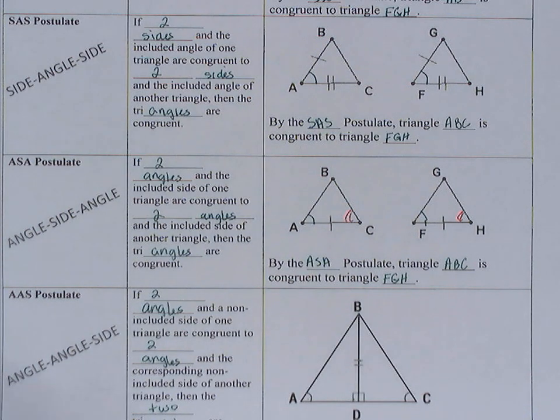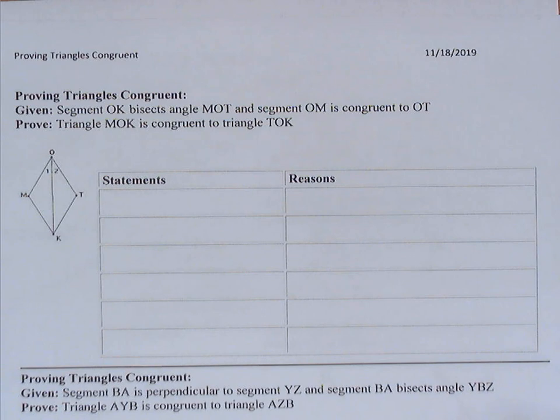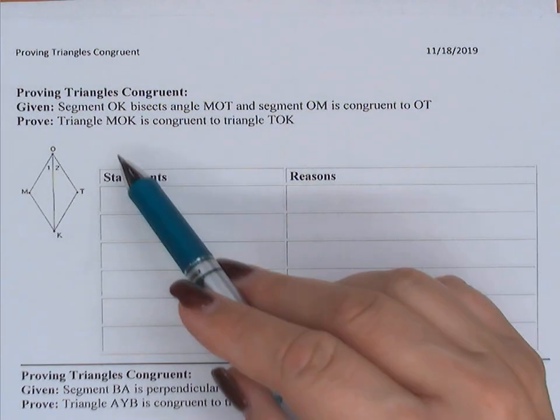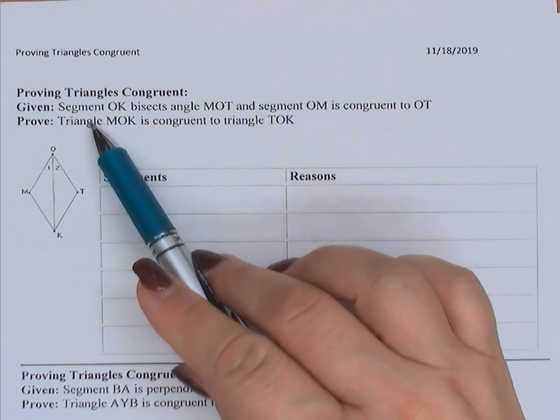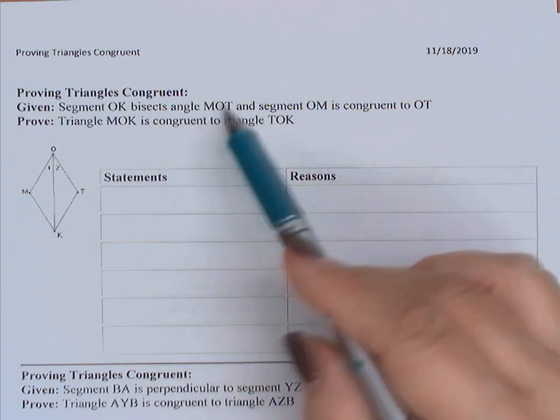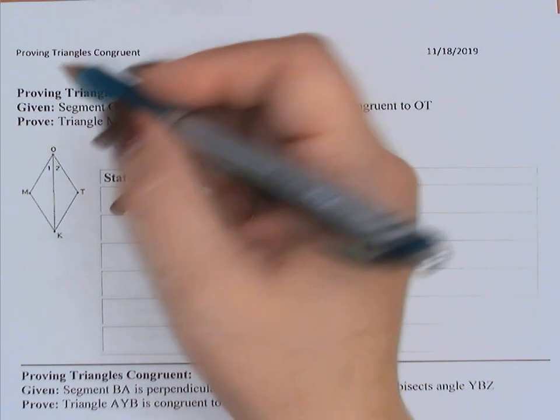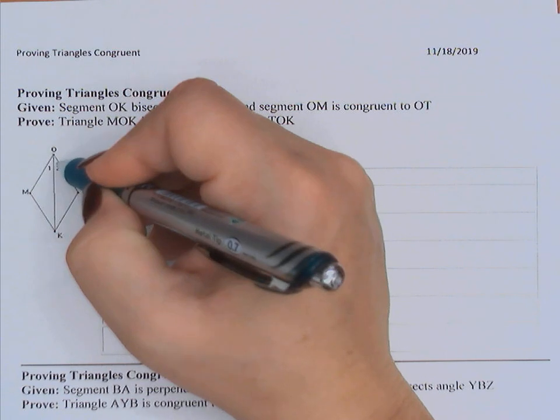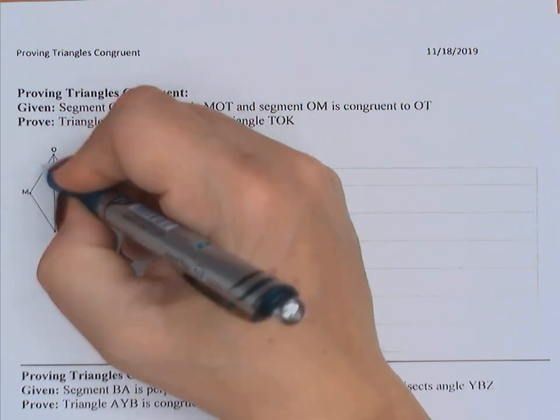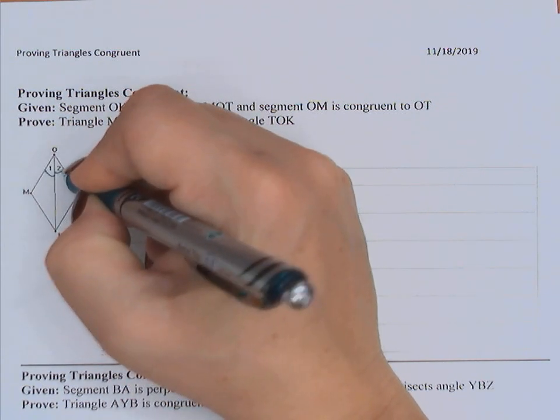The next part is proving some stuff this way. So we're going to do some proofs. So let's say I have triangle. I'm going to prove that the triangles are congruent, and here's my picture. It says segment OK bisects angle MOT. So segment OK, this one, bisects this angle MOT. That means this angle and this angle are congruent.